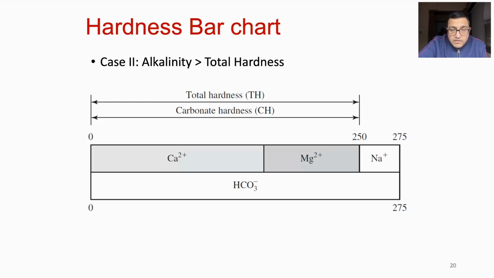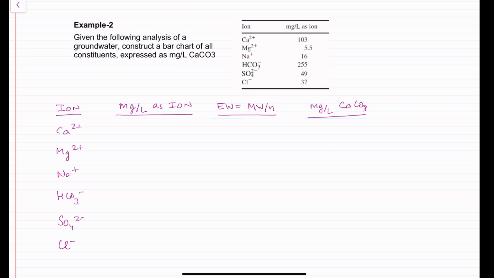Let's now do a couple of examples. We will switch to the notepad and then solve a couple of examples together. Okay, for this problem, we have to construct a bar chart for all the constituents given in this table, and for that we need to convert everything first to milligram per liter CaCO3. So as in the previous example, I like to make a table, and let's write everything down that's given to us.